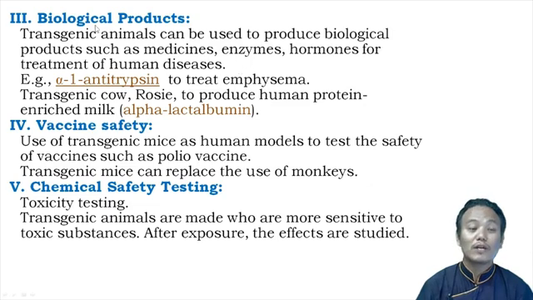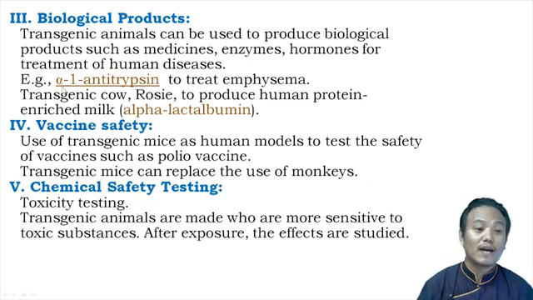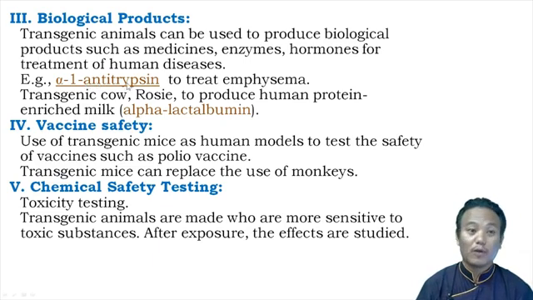So we have got biological products which can be obtained from transgenic animals such as alpha-1 antitrypsin. Alpha-1 antitrypsin can be obtained from transgenic animals, and it can be used to treat emphysema. Emphysema is a pulmonary disease. Right? In that particular disease, the alveoli or the air sacs of the lungs get damaged. So alpha-1 antitrypsin, which is obtained from transgenic animals, can be used to treat emphysema.